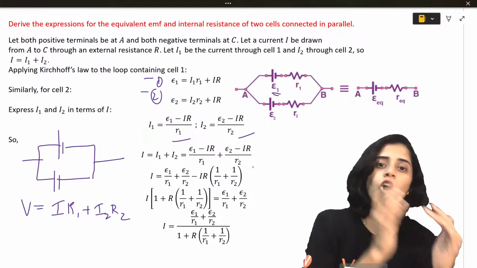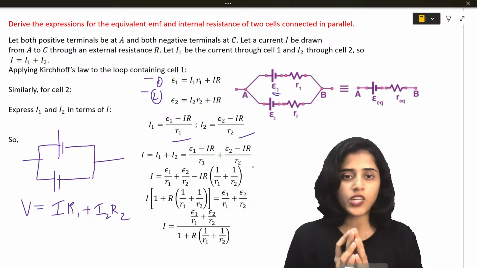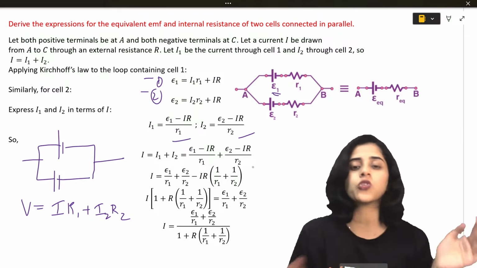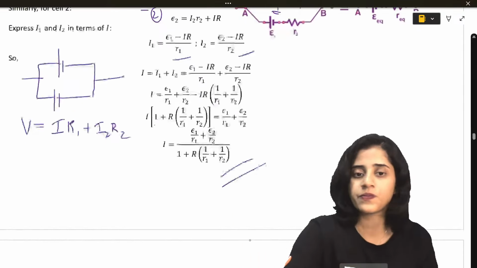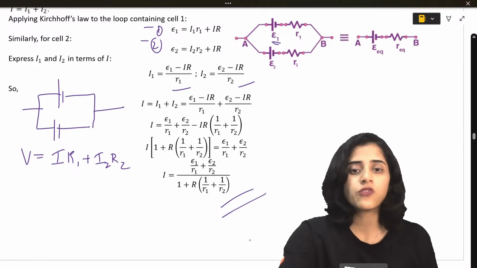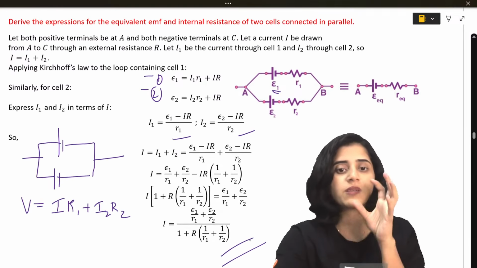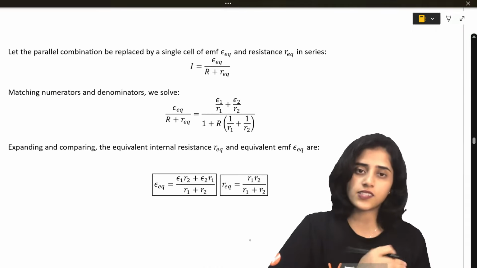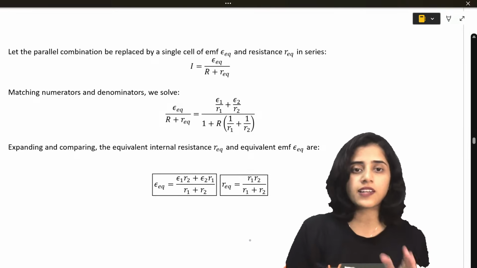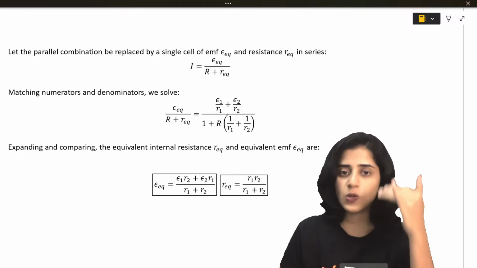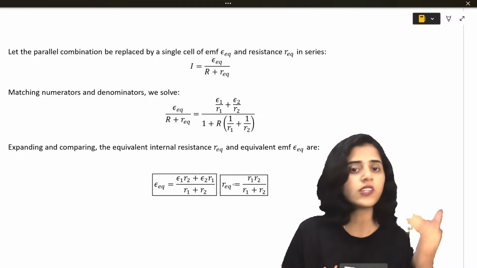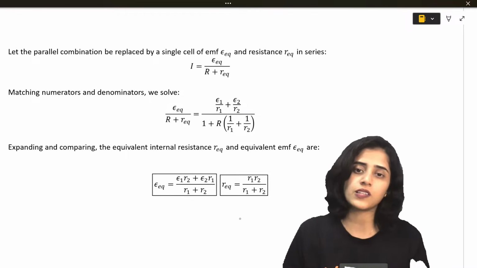So I take all the common terms out, do cross multiplication, and I will get this answer. Now, from this equation, I get this. I can be written as E equivalent by R plus R equivalent, where E equivalent I write as E1 by R1 plus E2 by R2, and then R equivalent similarly.